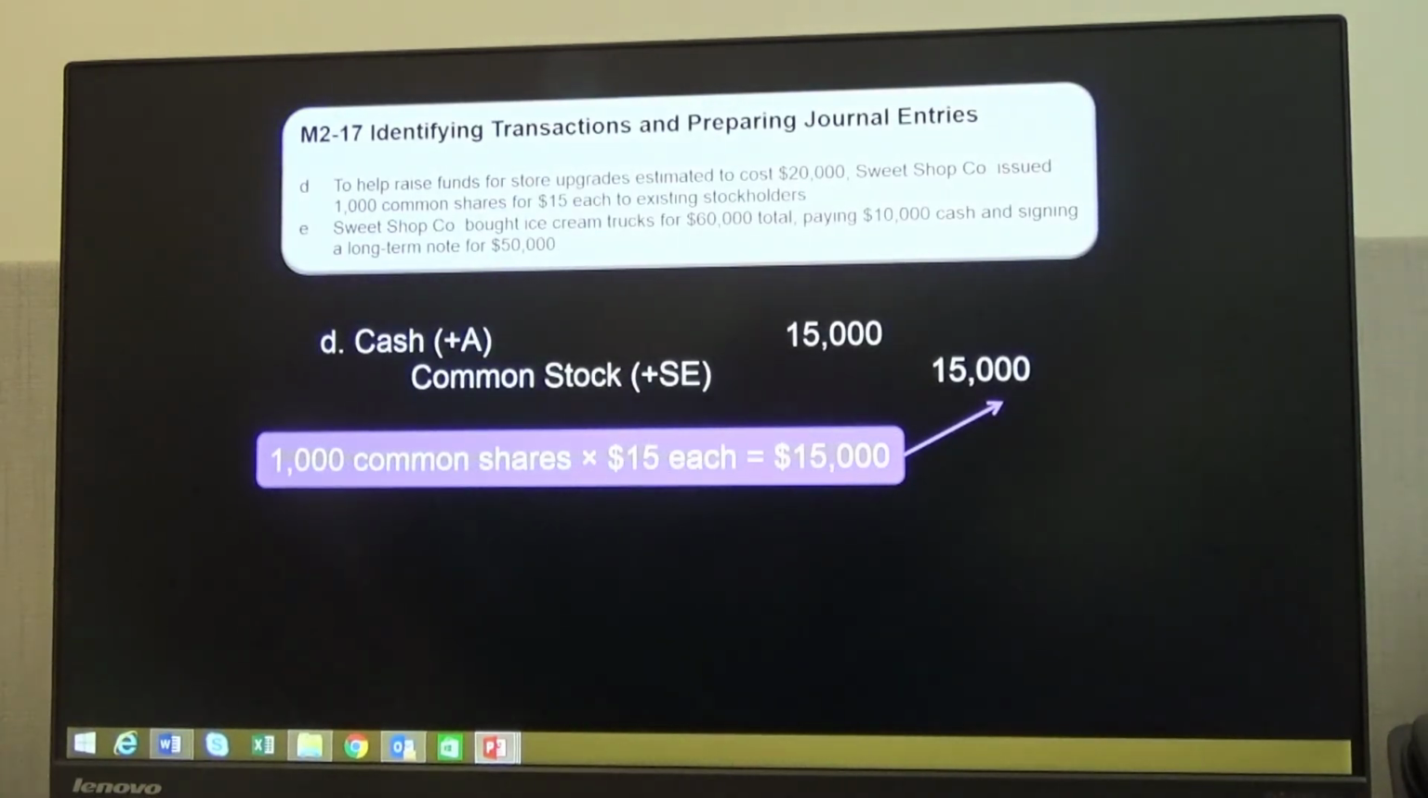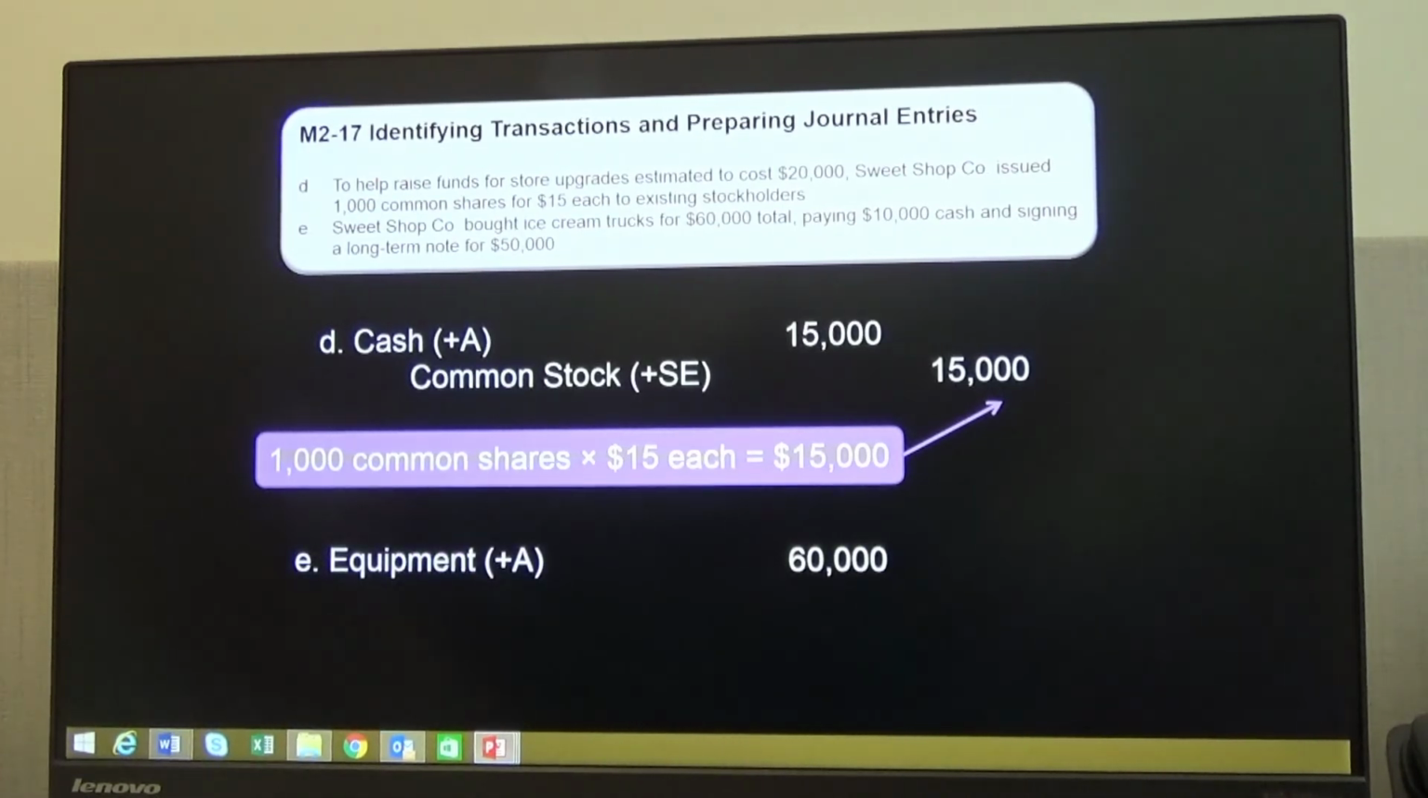because those were amounts that were contributed to the company by the existing stockholders. And then letter E, we bought ice cream trucks for $60,000 total, paying $10,000 in cash and signing a long-term note for $50,000. That means we owe that $50,000 still. And so we're going to look at the ice cream trucks and realize those are an asset. We'll call them equipment, and we'll increase those for the $60,000 total by debiting the equipment for $60,000.